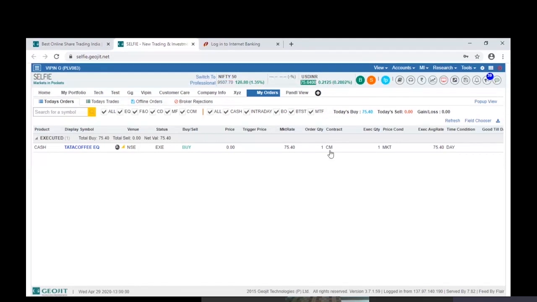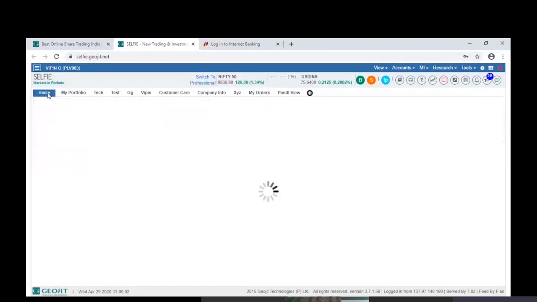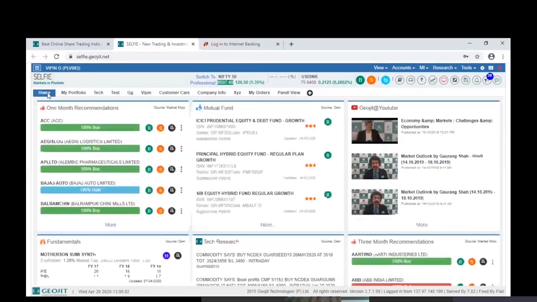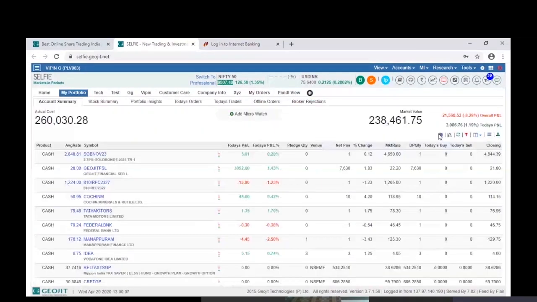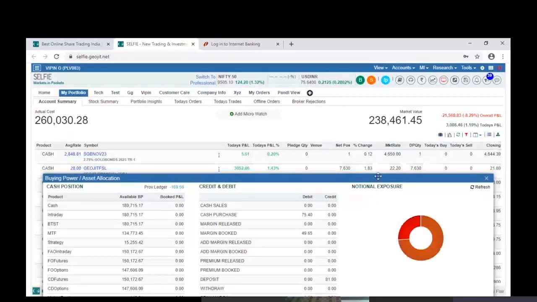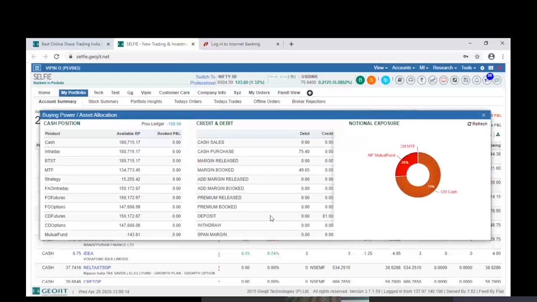There is a button out here, buying power. The buying power will get updated with your fund transfer. You can see a field called deposit here. Whenever you transfer the funds, the deposit column will get filled with that particular amount. So this is the payment gateway transfer.